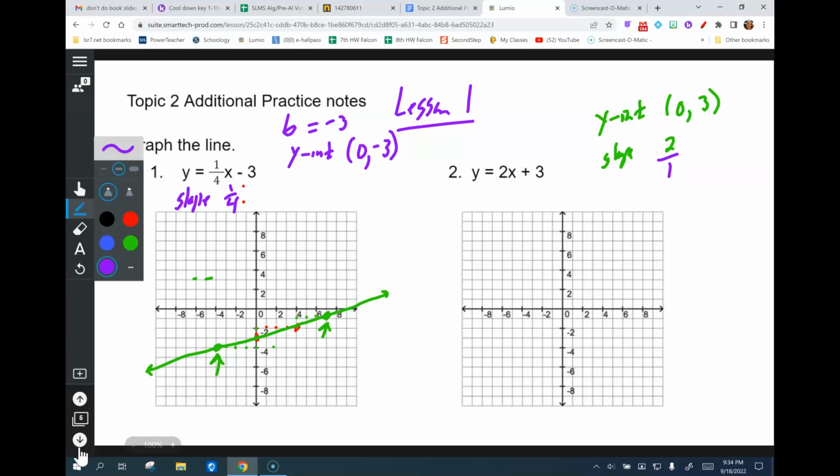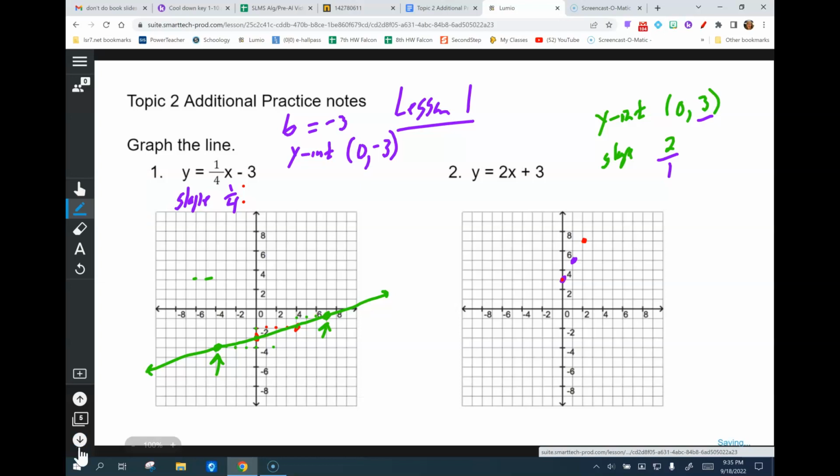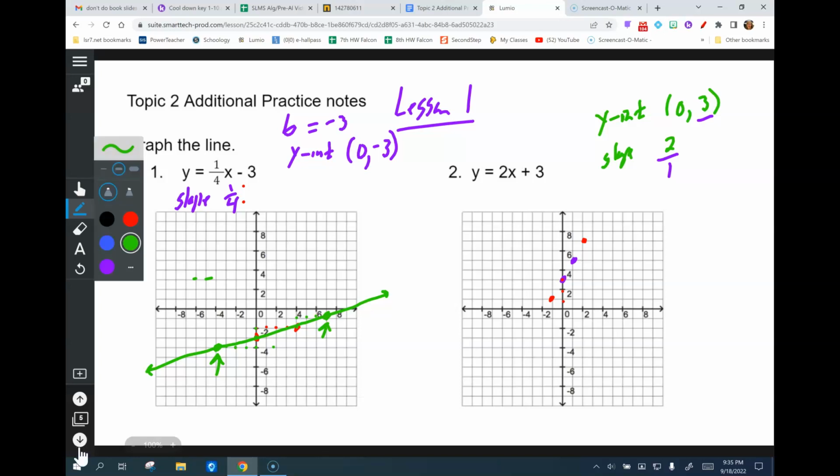We're going to go with 3 on the y-axis. Then I'm going to go up 2 over 1. Now you have to get a third point. So for this third point, I can either start at this point and go up 2 and over 1 again, or I can go back to my y-intercept and go down 2 and over 1. Okay, it doesn't matter. Sometimes it just depends on where the points are. It might not fit on your grid. No matter what you do, this is what your line looks like.